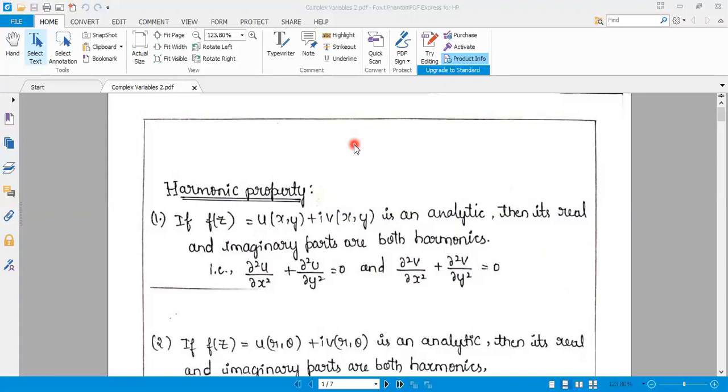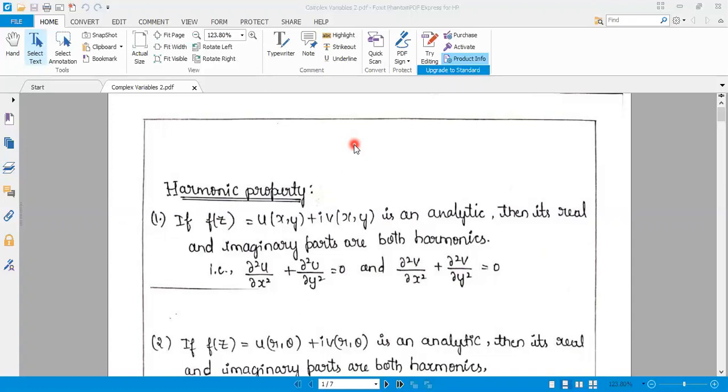The function u of x comma y is said to be harmonic if ∂²u/∂x² plus ∂²u/∂y² equals 0. Similarly, the function v is said to be harmonic if ∂²v/∂x² plus ∂²v/∂y² equals 0.